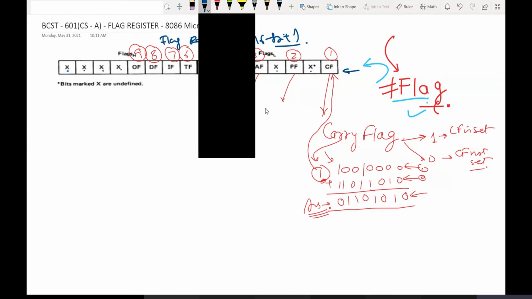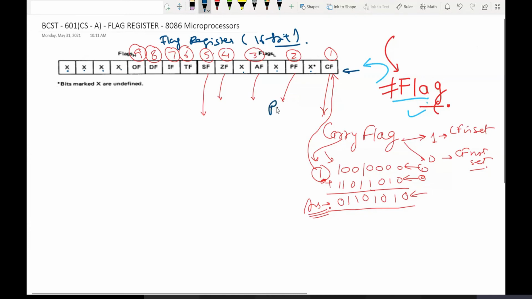All right, next we have is PF. P stands for parity. Fine. And what do we know about parity? Anyone? The extra bit we send with the code. The extra bit.